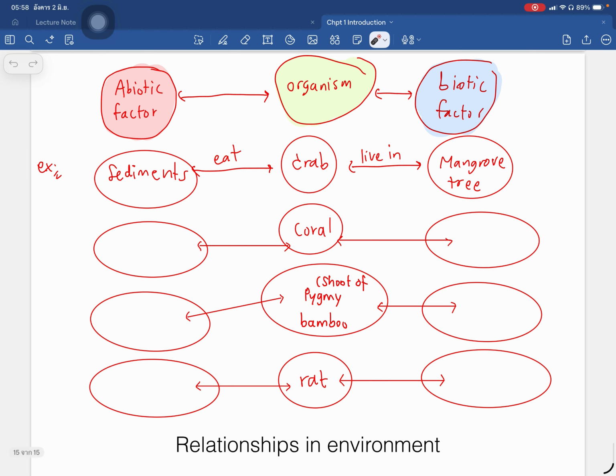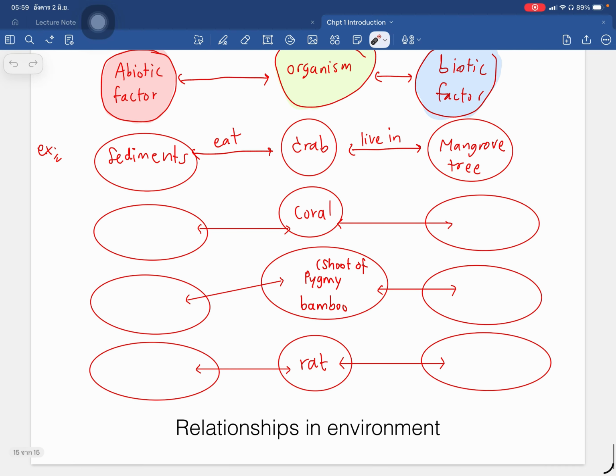Then I will ask you to write some specific relationships of the animal within the biotic and abiotic factors. For example, we have a crab, and you write an arrow to link to the sediment, because the crab can eat the sediment as food. The mangrove tree represents a biotic factor. The crab can live in the area with the mangrove tree. Okay, so you can write other examples, like the coral, the shoot of the bamboo, and the rat. So this is the end of the first chapter.